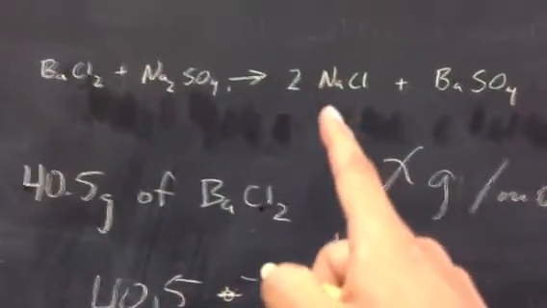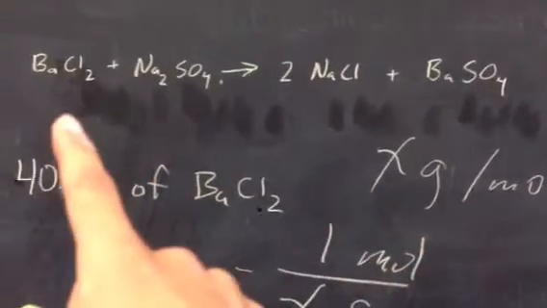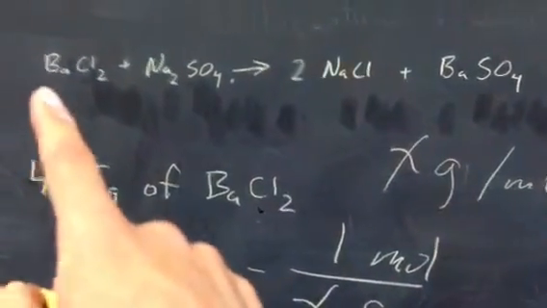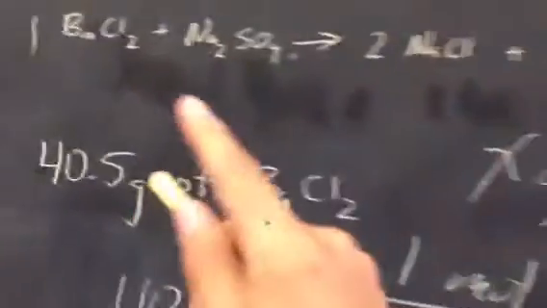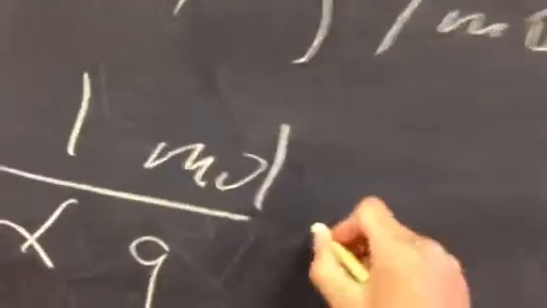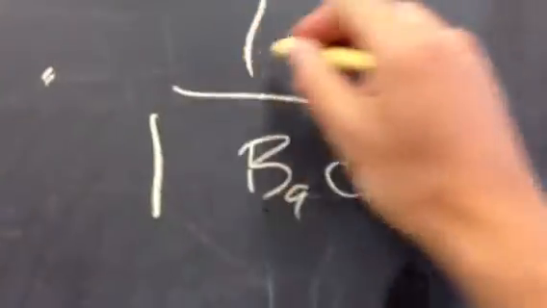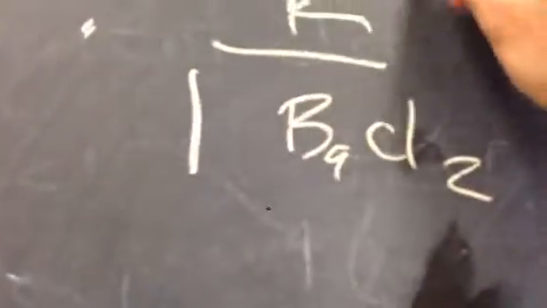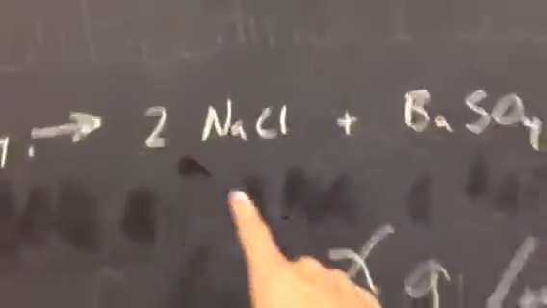And we have to take into account the relationship between the two. The first one, well, for every 1 mole of barium chloride, we produce 2 moles of sodium chloride. So that's kind of the key there in stoichiometry. So for every 1 mole of barium chloride, we get 2 moles of sodium chloride. And that comes from the 2 that's in front there.